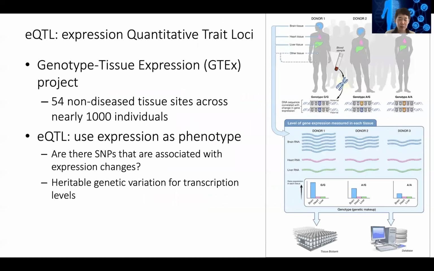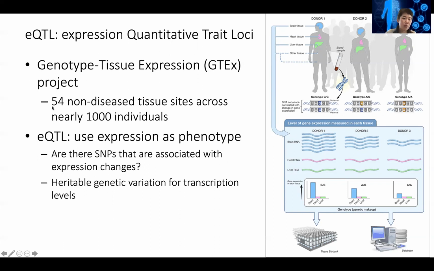Another type of study that's really useful is called eQTL analysis, and a consortium project called GTEx is really quite exciting. So first, they look at 1,000 individuals. These are not people with any specific disease. It's just average people, a lot of whom died from unnatural causes or whatever.